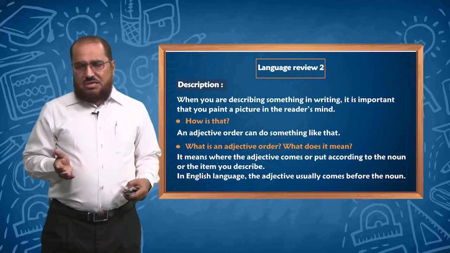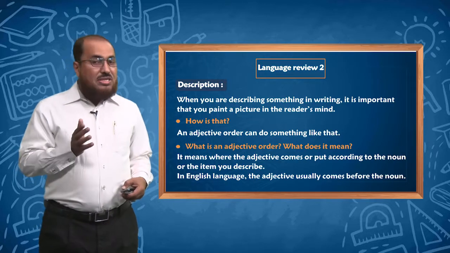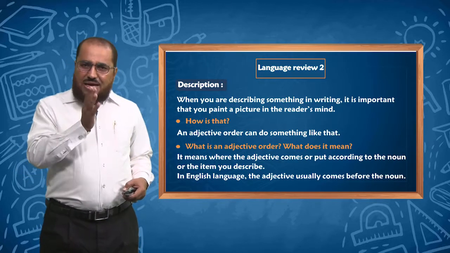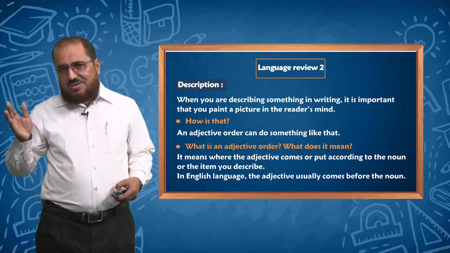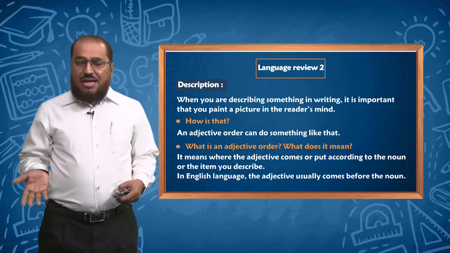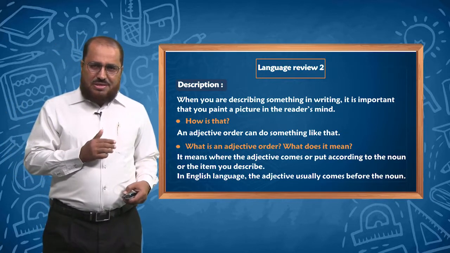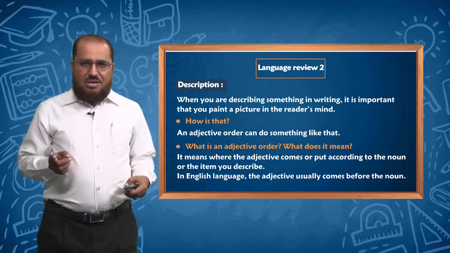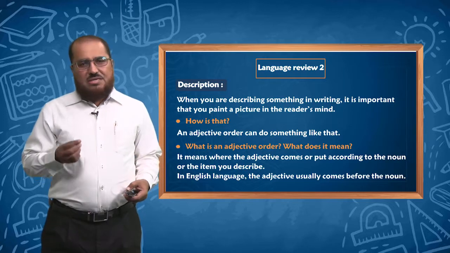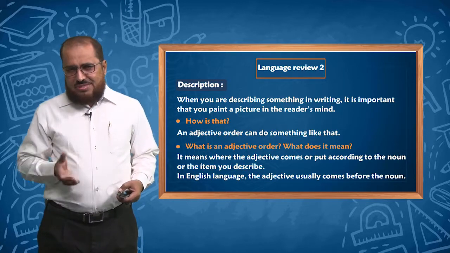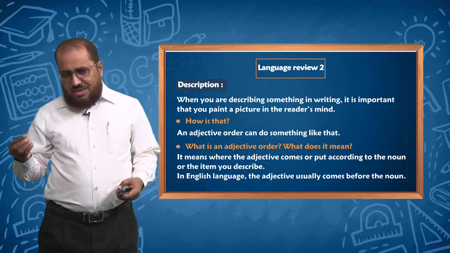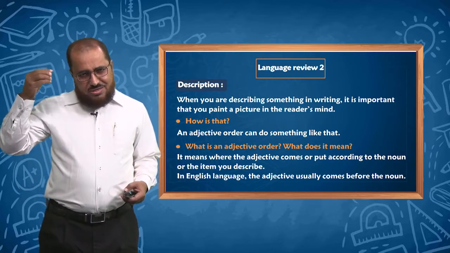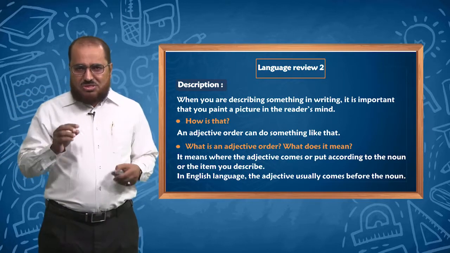What about the English language? In English, the adjective comes before the noun. Unlike the Arabic language, where the adjective comes after the noun. For example, in our Arabic language, we say سيارة حمراء. سيارة, then we described it: حمراء. So the imagination creates the color of the car and the picture is painted.